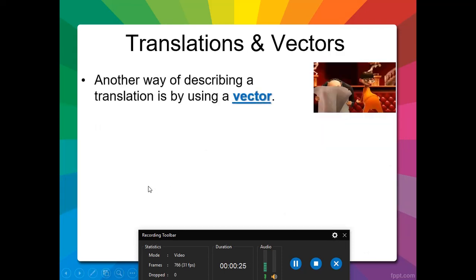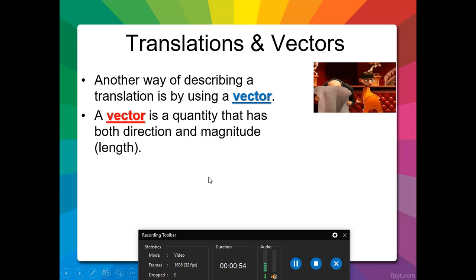In our last lesson, we talked about a translation, taking our point or figure and sliding it to a new location in the coordinate grid. We used 2 different forms of notation. We used our capital T, and then we used coordinate grid notation, where we said x plus some quantity A, and then y plus some quantity B. We can also describe the translation using a vector.